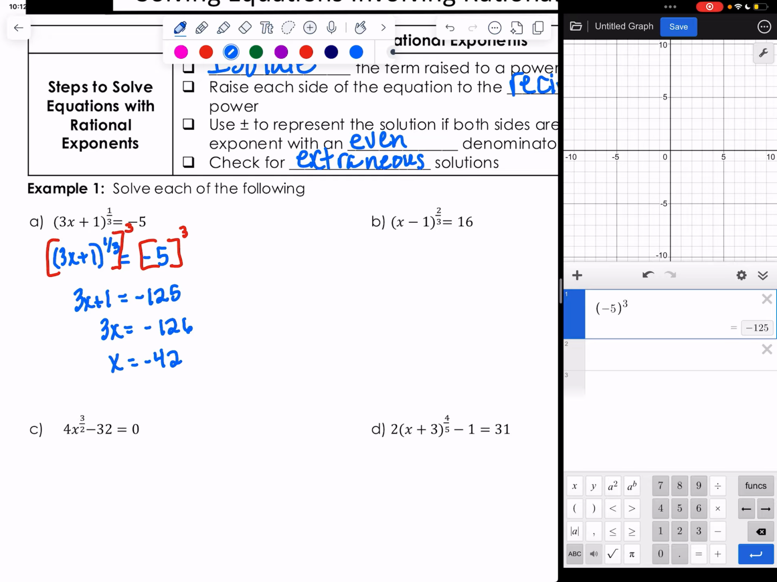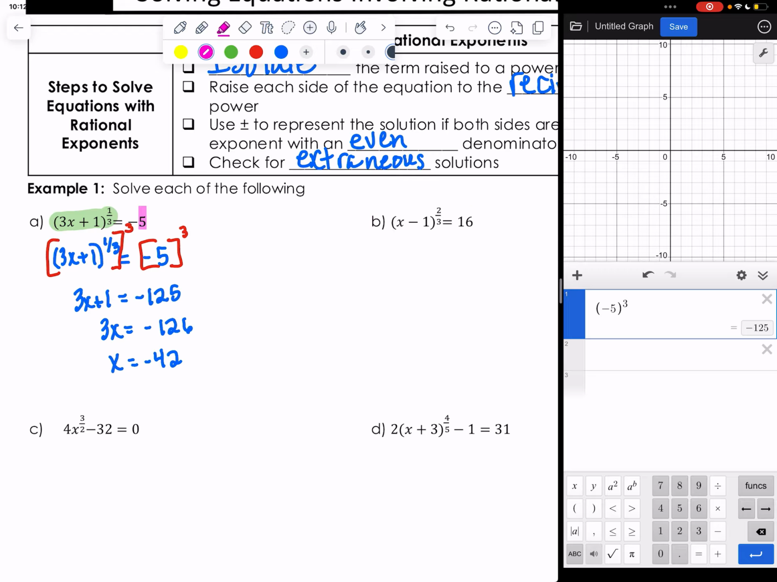-42. Now, I don't want to box that in yet, because sometimes when you're solving equations with rational exponents, you get something called an extraneous solution. Now, to check if it's extraneous, what I want to do is go back to my original problem, and I want to plug in a -42 for the x. And when I do, I should get out a -5.